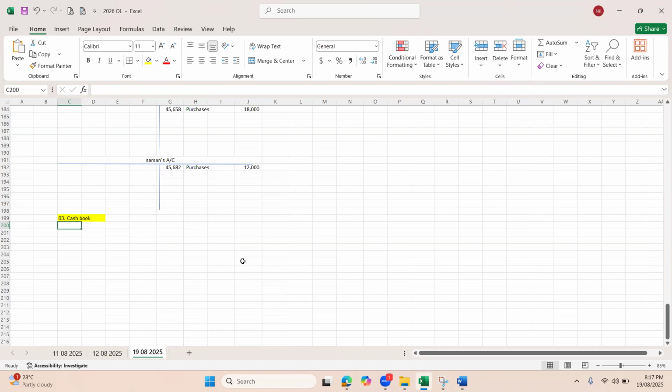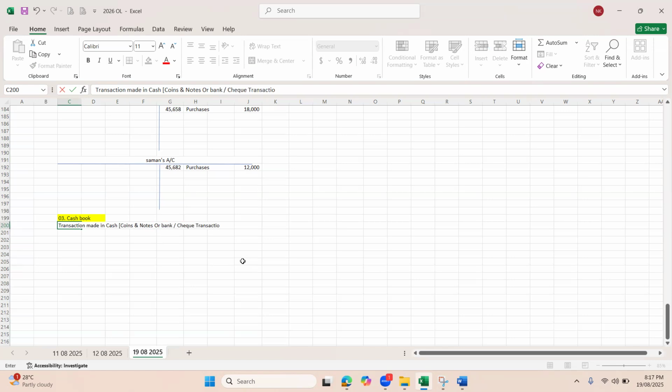So here, transactions made in cash. Cash means coins and notes, or bank. That means check transactions.